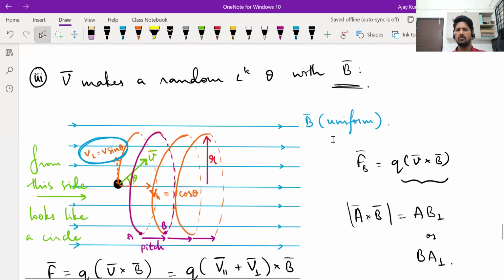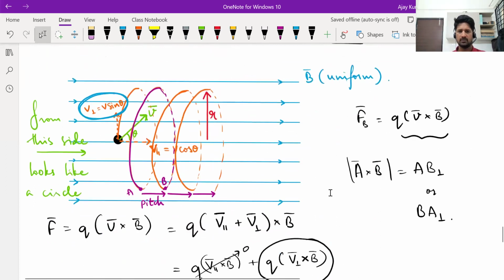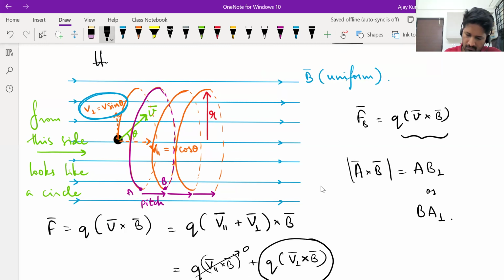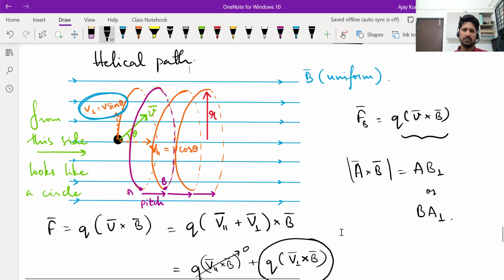And then finally, we talked about what happens when velocity is not along the line of magnetic field and not even perpendicular to the magnetic field. Okay. So then you'll have to resolve velocity into two components, one parallel to it, one perpendicular to it. Parallel component will simply take it along the magnetic field. Perpendicular component will make it go in a circle. Now both will happen simultaneously. Effectively, it moves in a helical path. Okay. You can calculate the radius of the helix and the pitch of the helix.